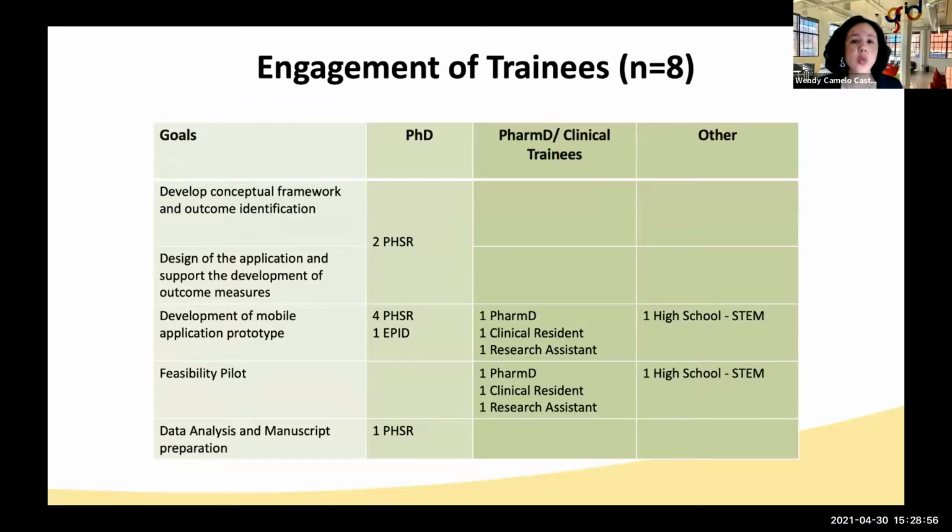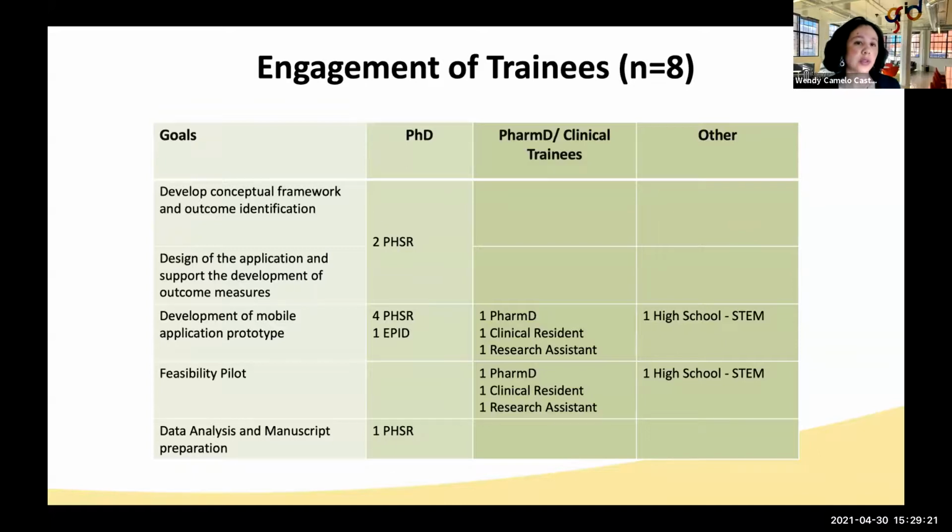So as of now, we've had the opportunity to involve up to 8 trainees. And I have to say this number is a little bit loose because probably the impact is a bit larger than just 8. As you can see, we've engaged trainees who are at different levels and at different programs, not only within the School of Pharmacy, but also within the School of Medicine.